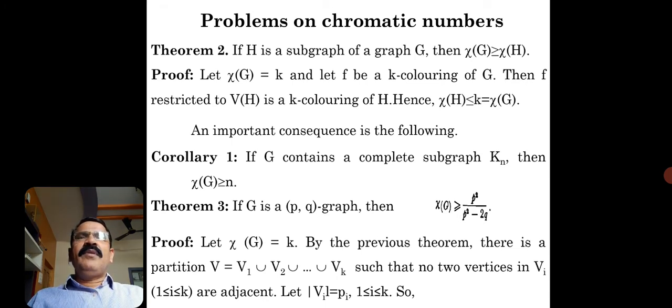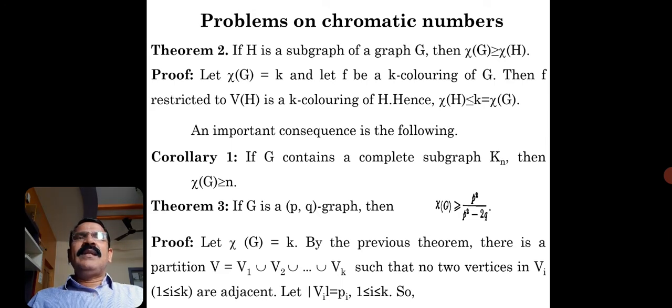Then F restricted to the vertex set of H, or you can say the vertex set of the subgraph H, is a K coloring of H. So we can conclude that the chromatic number of the subgraph H is always less than or equal to K, where K is the chromatic number of G. So this theorem leads to one consequence. An important consequence is the following corollary.